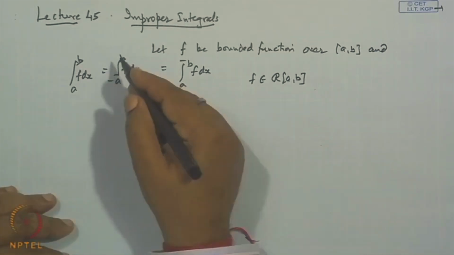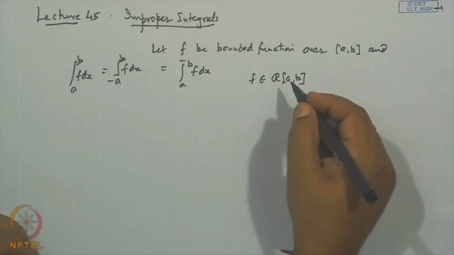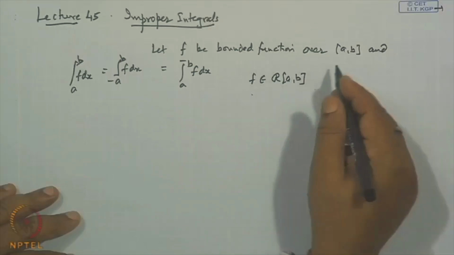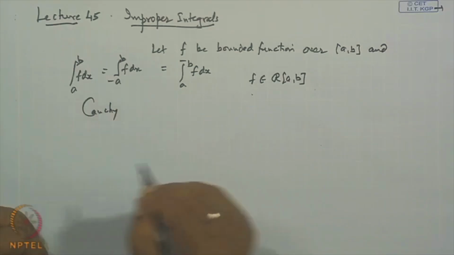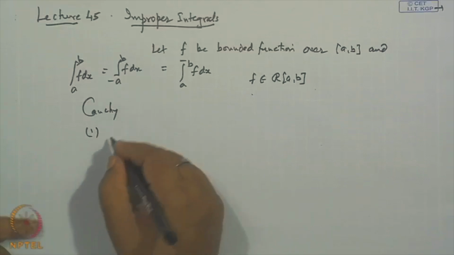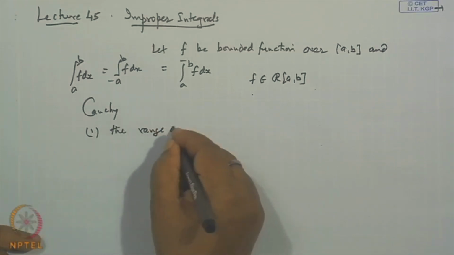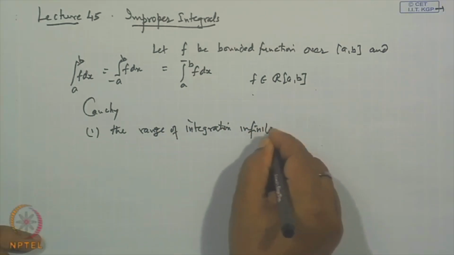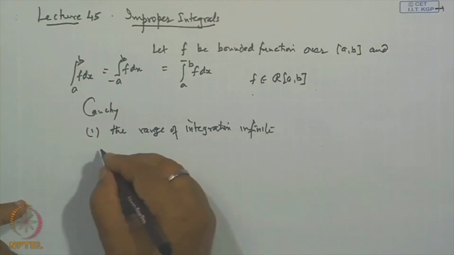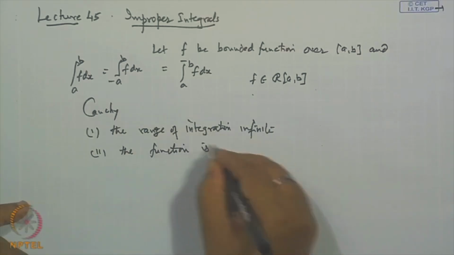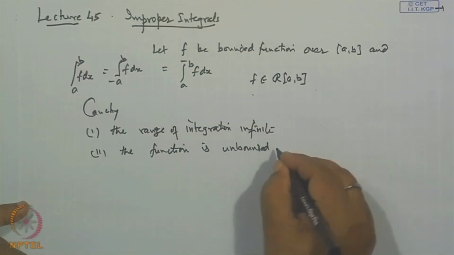The idea of extending this limit: why do we consider only a to b? It may be a to infinity, or minus infinity to b, or maybe minus infinity to infinity. This idea of extending the range of integration was due to Cauchy, and he introduced the infinite integrals by taking, first, the range of integration infinite, and second, the function unbounded in the range.